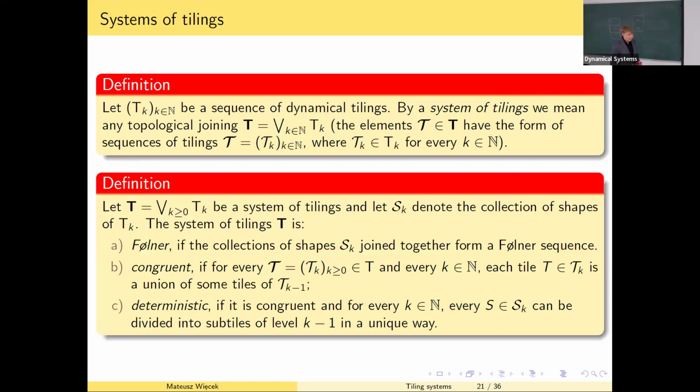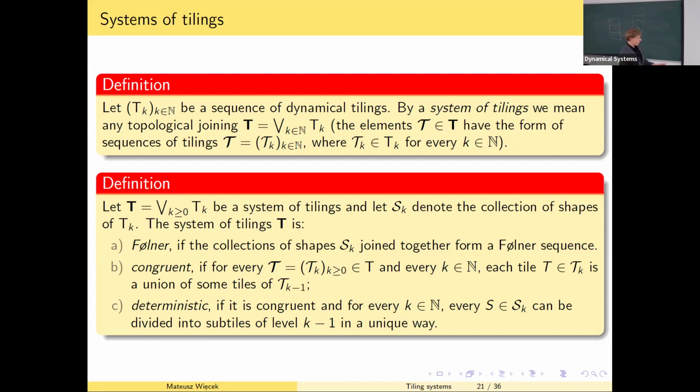Okay, but we want to distinguish some specific systems of tilings which possess additional properties. We say that the system of tilings is Følner if the union of the collections of shapes from all levels, arranged in a sequence, forms a Følner sequence in the group G. So the shapes from the levels, with increasing indices of the levels, must be sufficiently invariant.